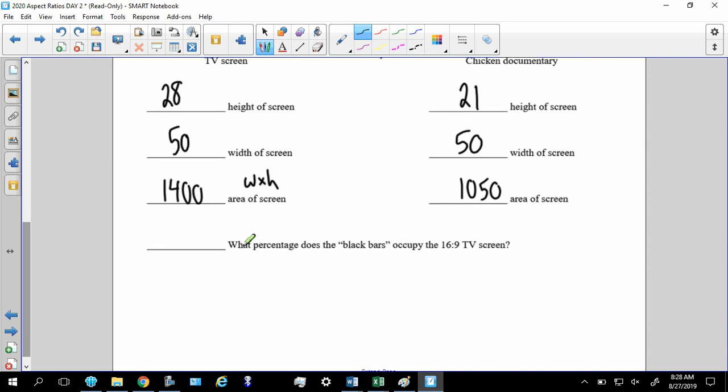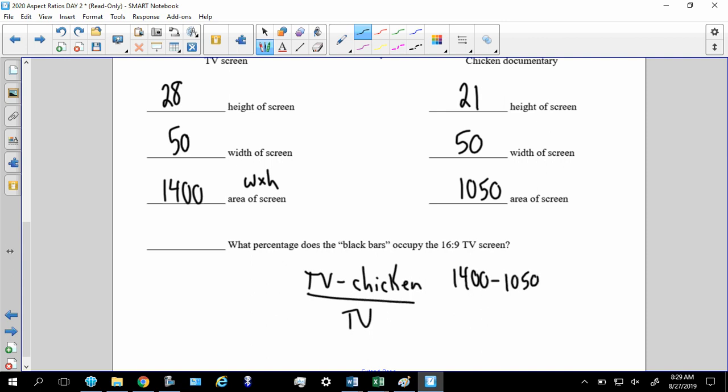Now, if you remember, the percentage of the black bars is the TV minus the chicken, and of course I'm paraphrasing here, divided by the TV. So the TV was 1400 minus 1050 over 1400. That ends up being 350 divided by 1400. Your answer is 25%. There you go. That's how easy it is.